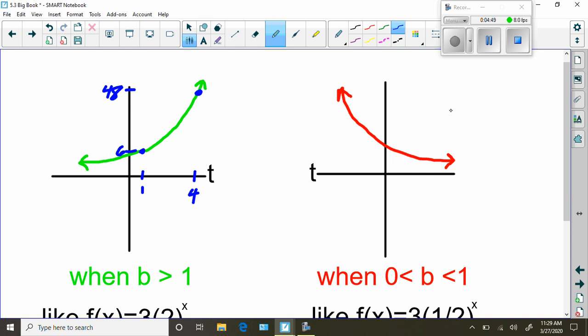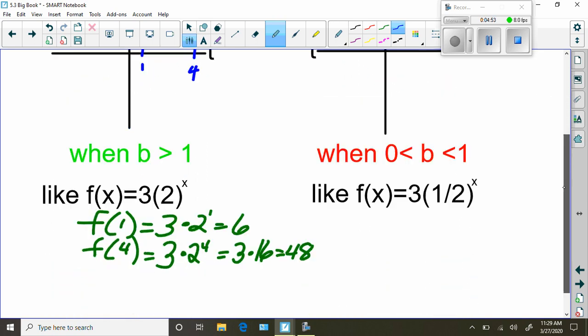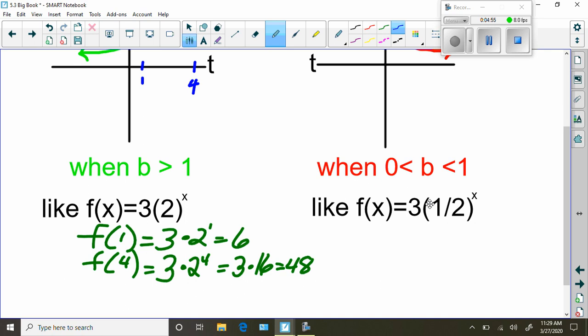Okay, so now let's do another one where let's do the decrease. All right, but now I have to change the value of b. Okay, so now it's a fraction. So let's say, and I'll do this one in red.